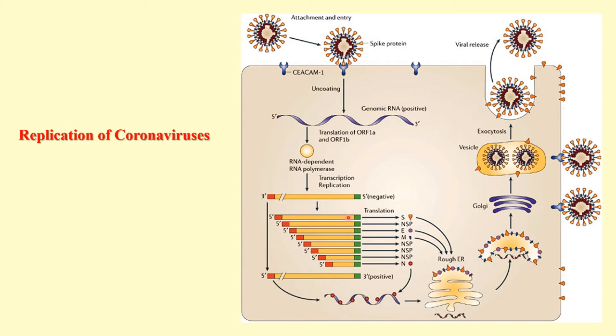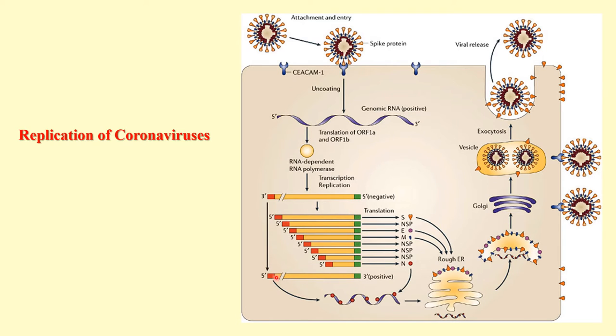For example, this positive sense RNA of coronavirus will be translated to S protein. This one to non-structural protein. This one to the E protein. This one or this RNA will be translated to M protein. This positive strand RNA of corona will be translated to non-structural protein. The same thing, non-structural protein. This one as well, non-structural protein. And this one, which is another newly synthesized positive sense or positive strand RNA of coronavirus, will be translated to the N protein.